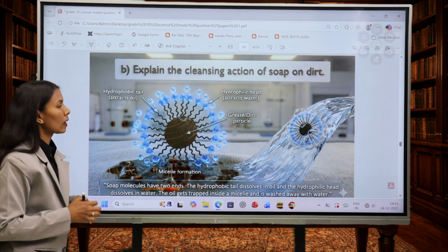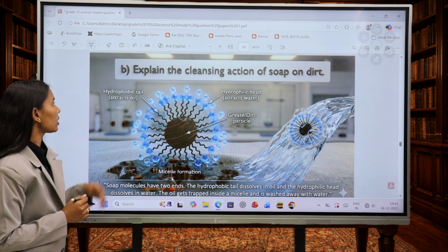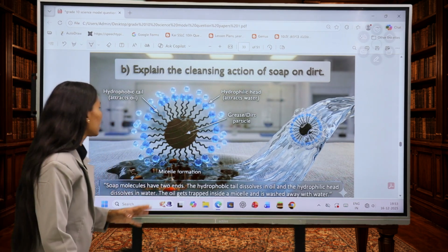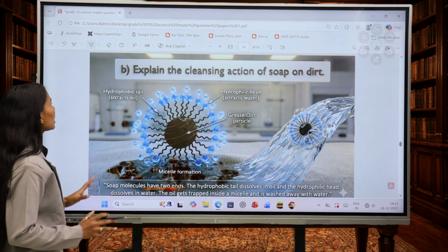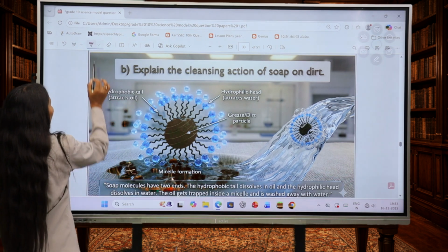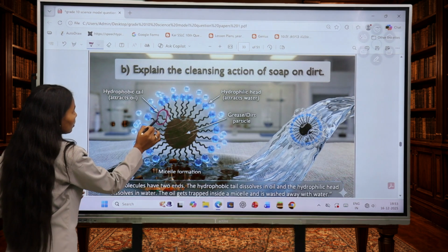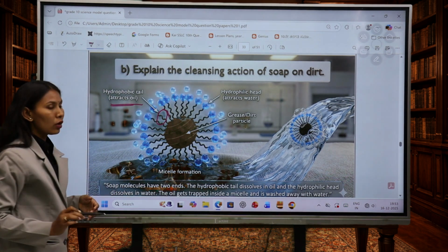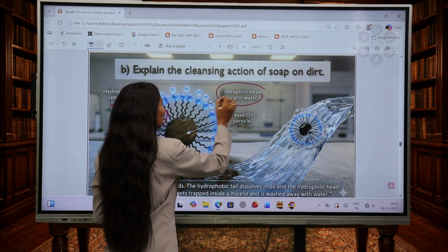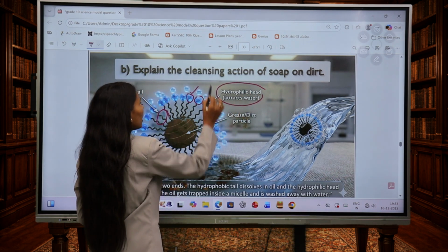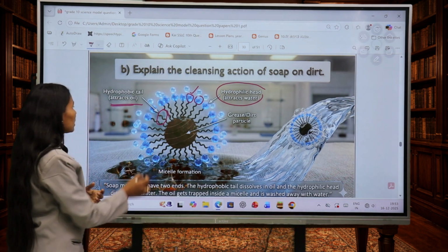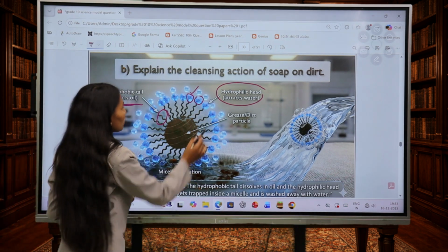As you can see here, the question is, explain the cleansing action of soap on dirt. So just look at this figure. There is a hydrophobic tail, as you can see here, this black one. So this attracts the oil. Hydrophilic head, these ball-like structures are the hydrophilic head which attracts the water. So this attracts the oil and this attracts the water.